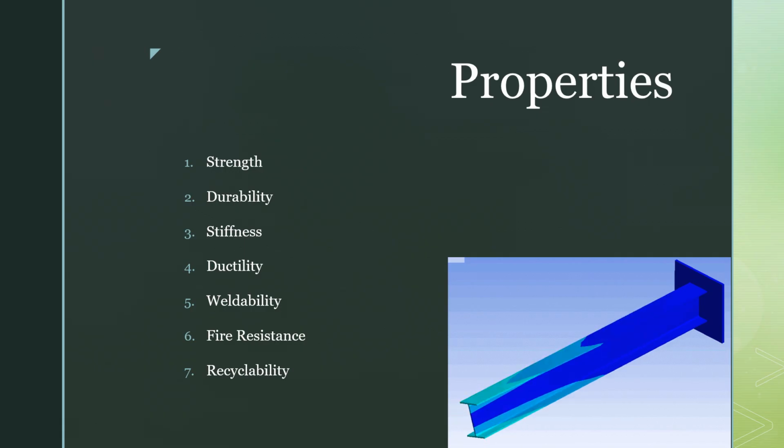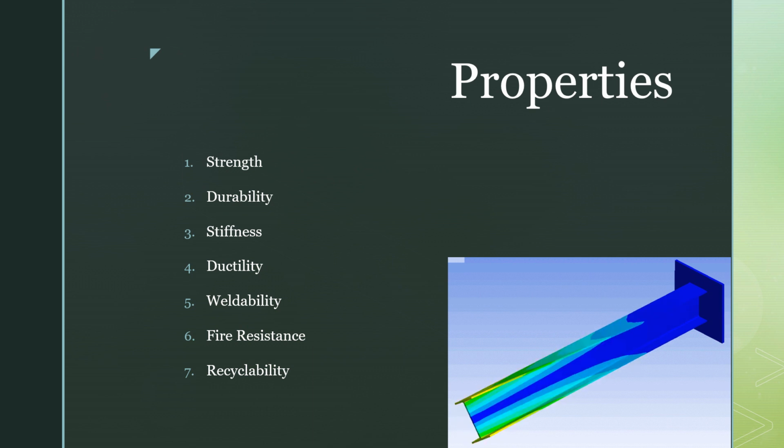Now let us look towards the properties of rolled steel sections. The properties of rolled steel sections can vary depending on the specific type and the grade of the steel used. Now let us see some of the properties. Strength. Rolled steel sections are known for their high strength, which makes them suitable for structural applications. The strength of the steel section is determined by factors such as the composition of the steel and the manufacturing process.